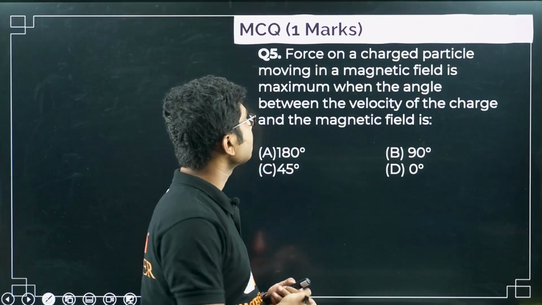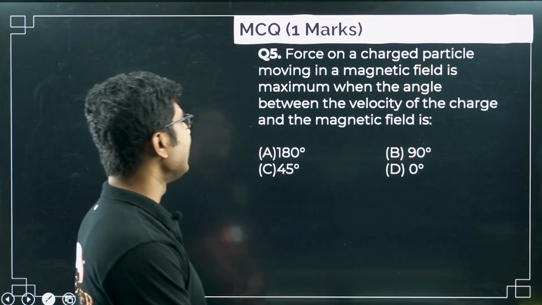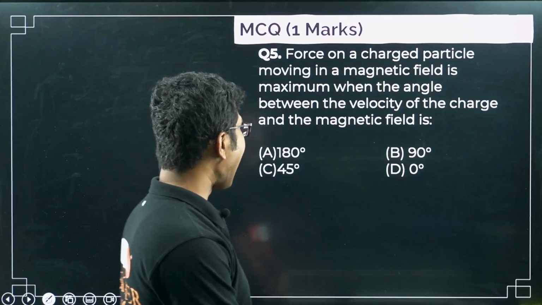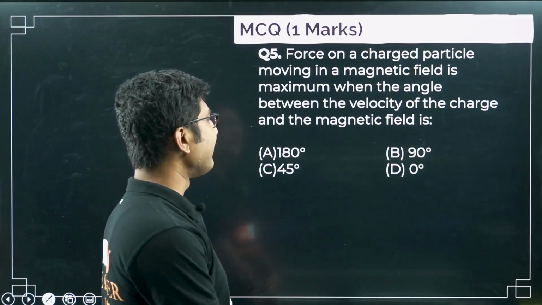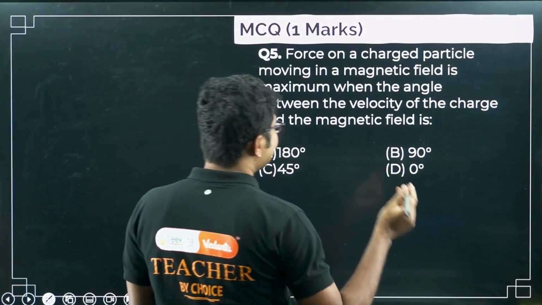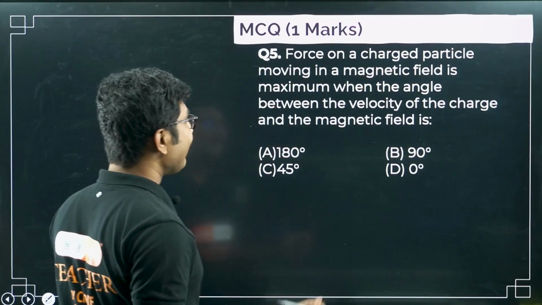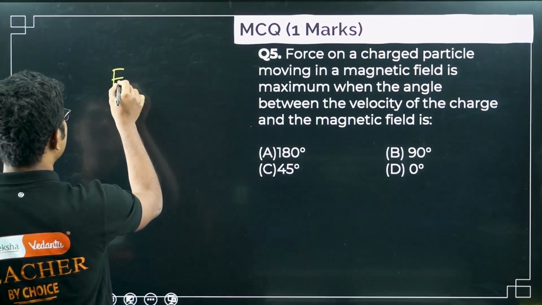Force on a charged particle moving in a magnetic field is maximum when the angle between the velocity of the charge and the magnetic field is. So force on a charged particle in a magnetic field is maximum. So what is the force on a charged particle?